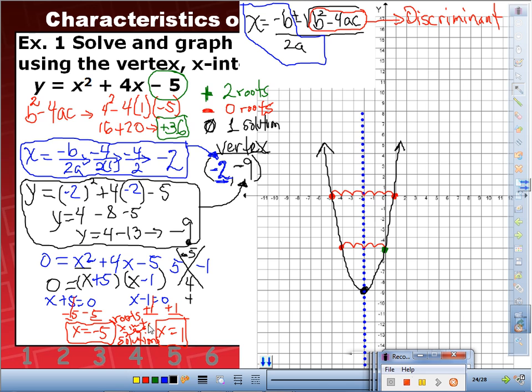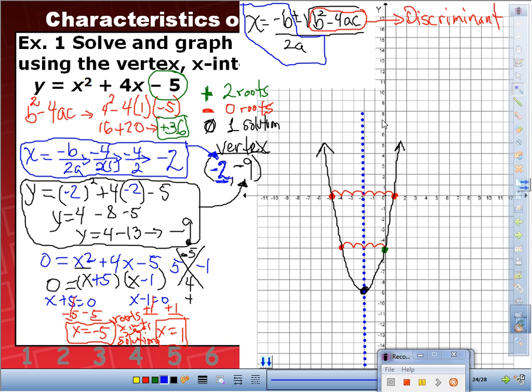Here we use factoring. That's how we got our roots, -5 and 1. Once we have all that information, we plot our roots. There they are, -5 and 1. We plot our vertex, -2, 9. We plot our y-intercept, which we get from the equation. There it is, -5. I draw my line of symmetry, and then I find one more point on the other side of the y-intercept, and I sketch my parabola.